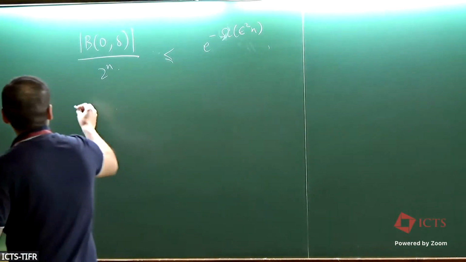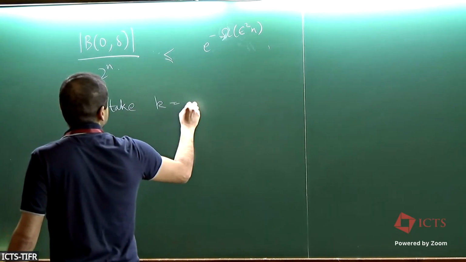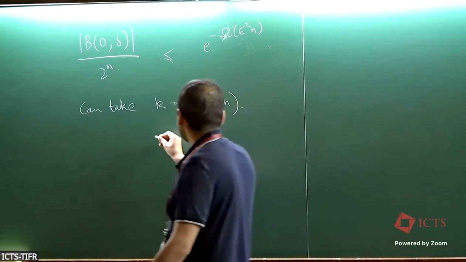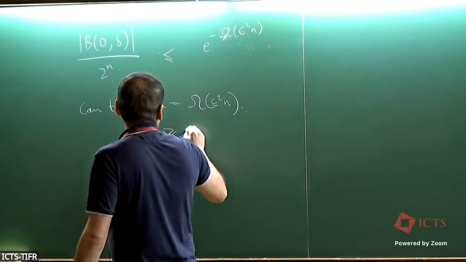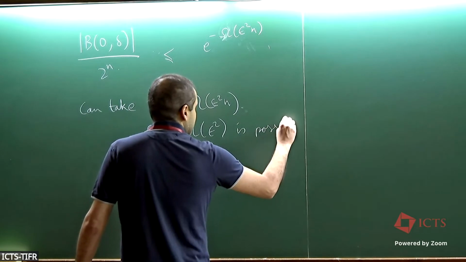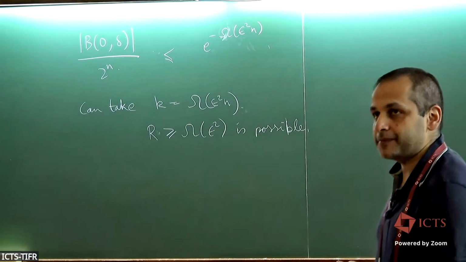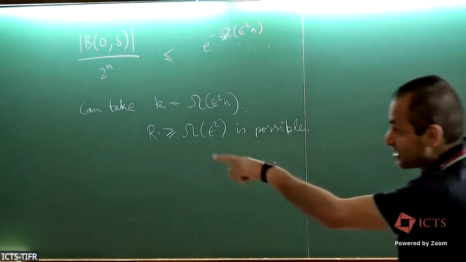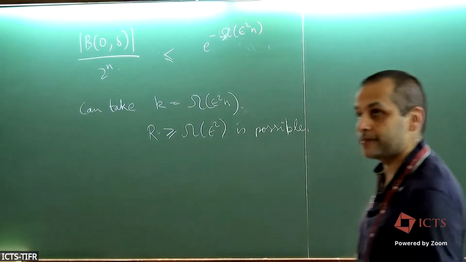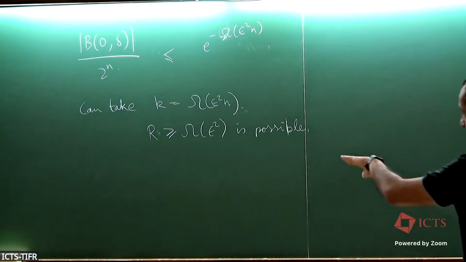And so this tells us that we can take k equals omega of epsilon squared n. That's how big you can take k. And so that means that rate at least omega of epsilon squared is possible in the regime of delta being half minus epsilon. Okay, so that's how the curve looks around half. It is quadratic. Okay, so slope is 0. And yeah, in fact, it's quadratic.